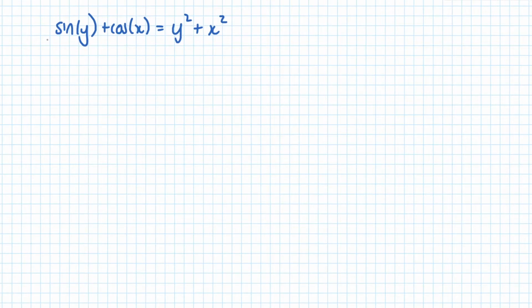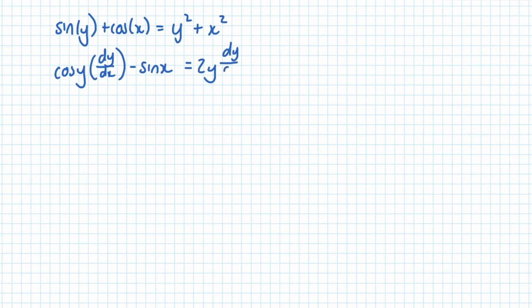So let's just use the shortcut method. The derivative of sine of y is going to be cos of y. And then all we do is we put dy by dx. Then the derivative of cos of x is minus sine of x. And we don't need to put dx by dx because that's going to be 1. The derivative of y squared is going to be 2y. And we're differentiating it with respect to x. So we're going to put dy by dx in the end there. And the derivative of x squared is 2x. So we'll put a plus 2x there.